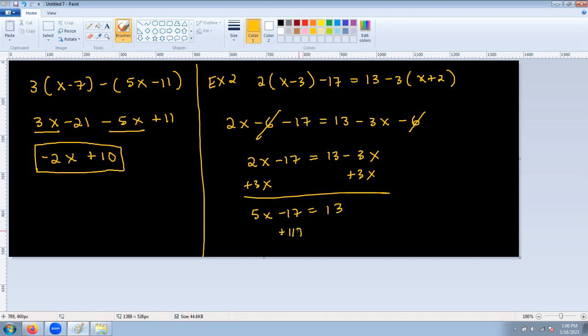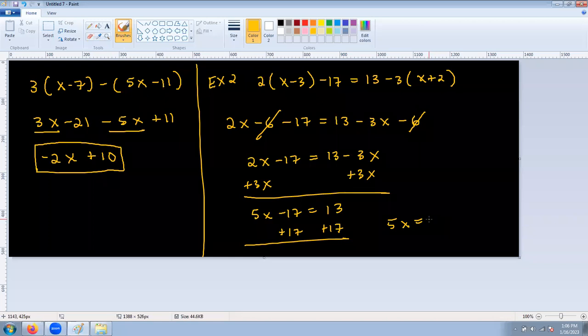I can then add the 17 over. Okay, so then we can get 5x is equal to, what's 13 plus 17? And I think that's going to be 30. And then we get x is equal to what? 6. So there we go.